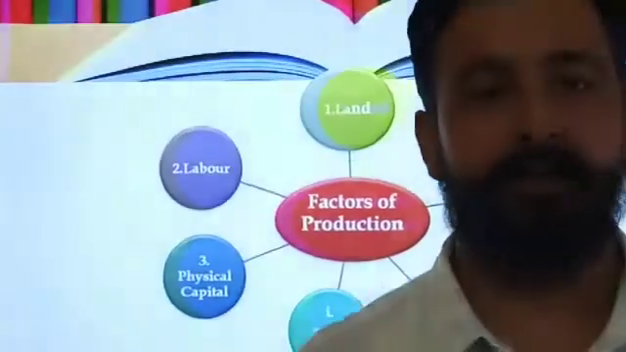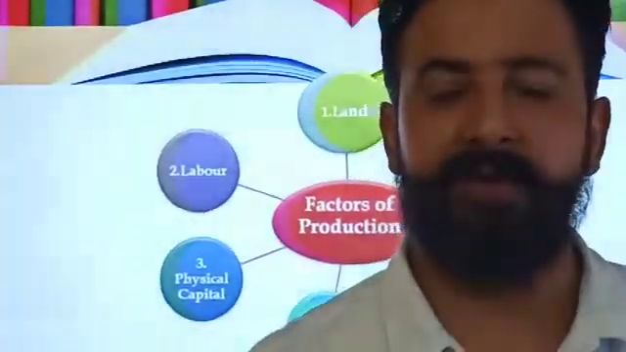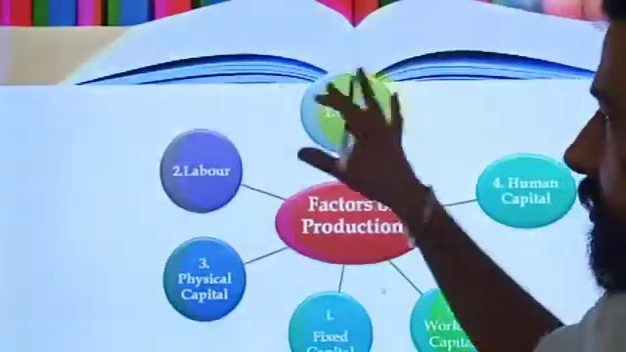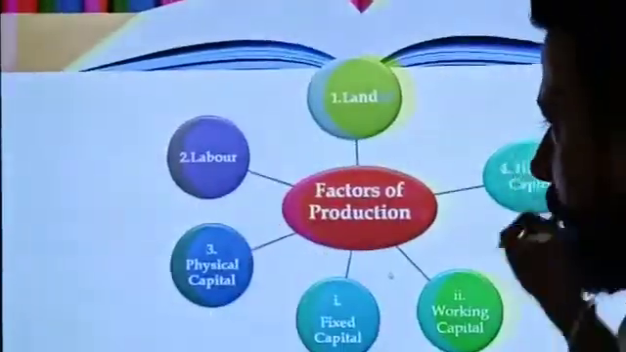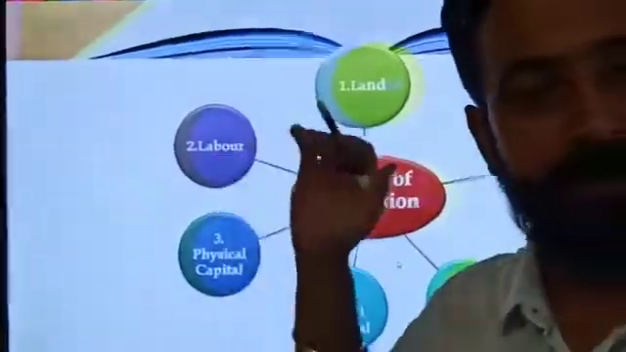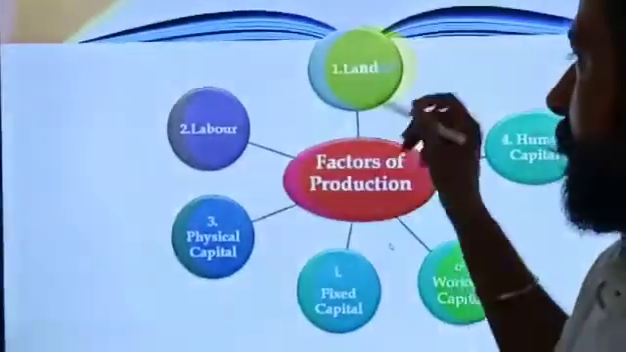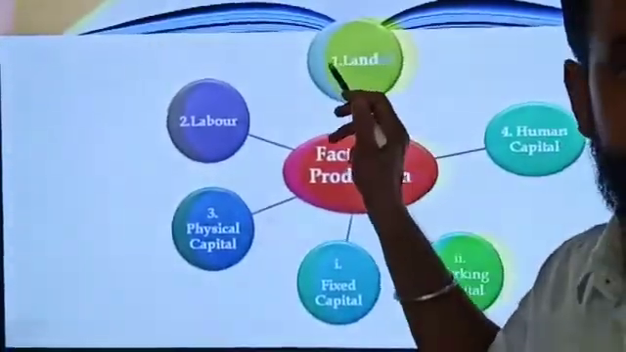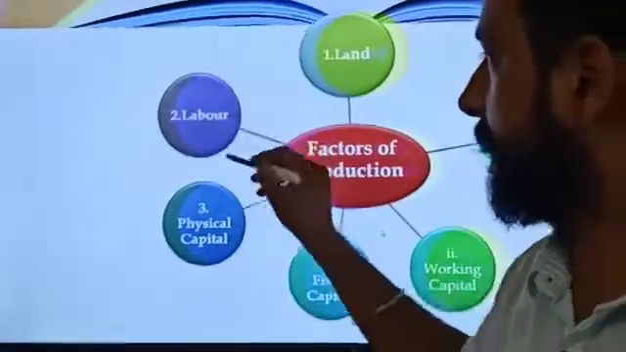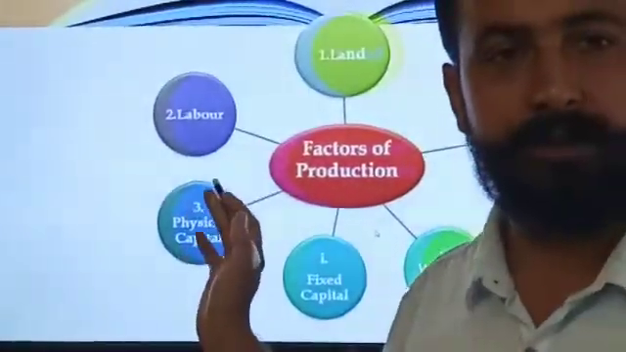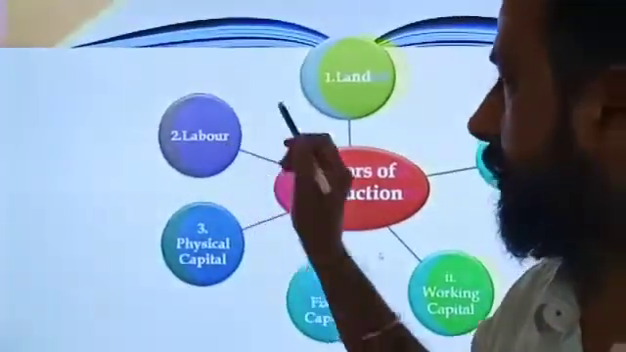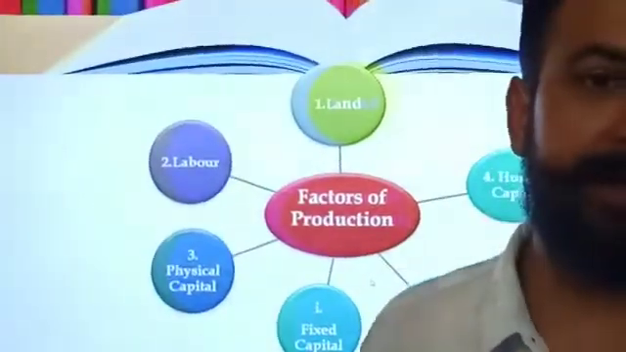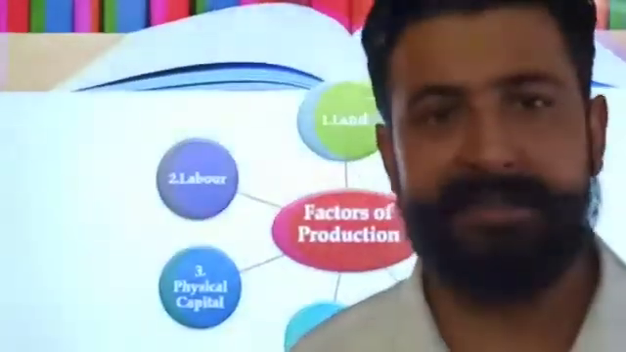So in the previous chapter, the story of village Palampur, we have already discussed the factors of production. These are the factors of production. I want to discuss with you first, land. Land is fixed. Second, labor. It depends upon the work. What type of labor we want: educated, uneducated, skilled or unskilled.